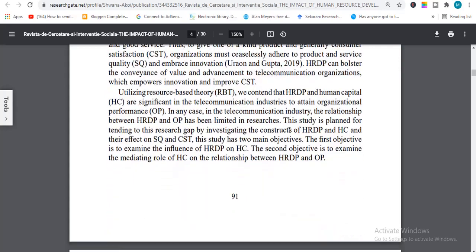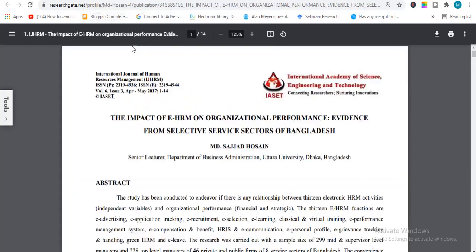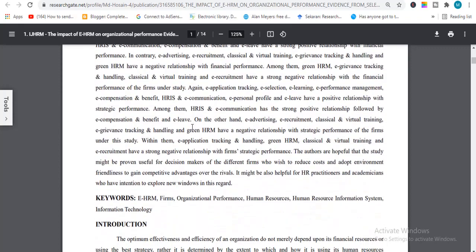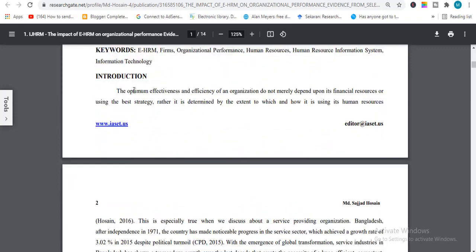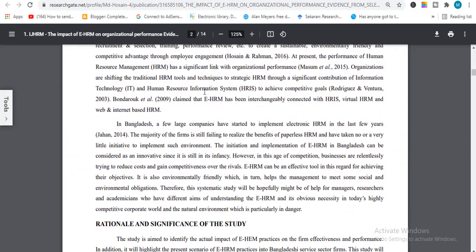So this is the introduction. As you can see how they are starting, a small brief intro. Let me show you another example. This topic is related to EHRM, another unique topic to work on. So they are starting an opening statement of introduction like this, as you can see. So this is a perfect example of a short introduction.